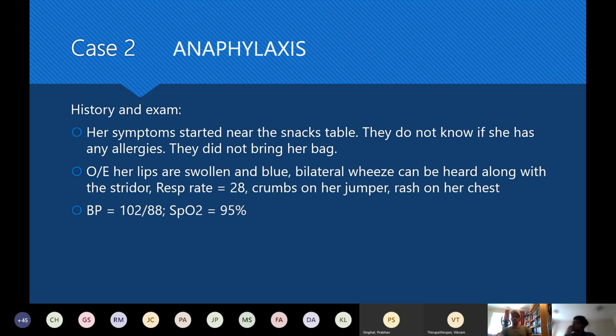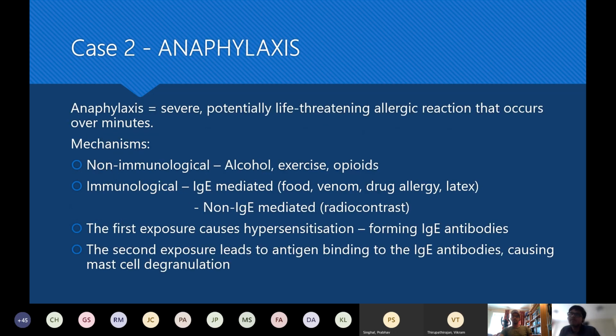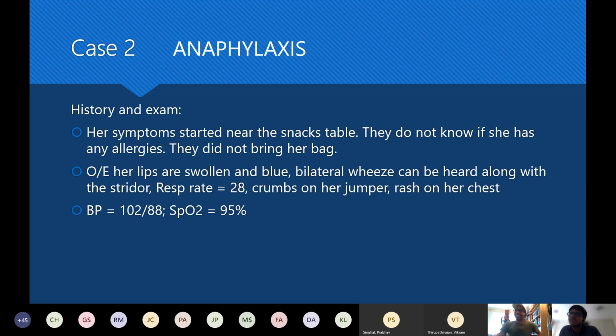Correct. Anaphylaxis would definitely be the top choice at this point. Let's talk a little bit about anaphylaxis. Let's go back. What things can cause anaphylaxis?